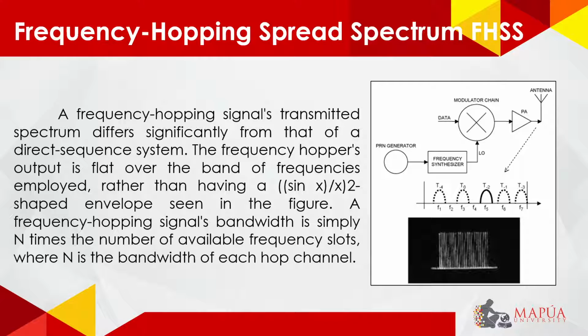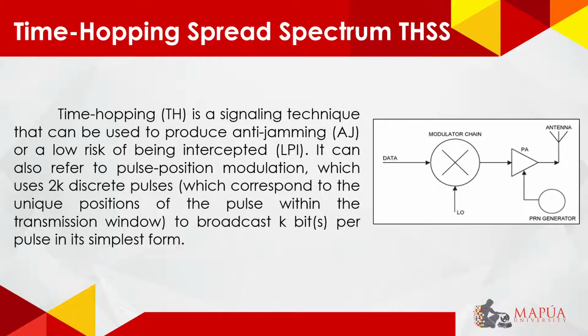So this signal's transmitted spectrum differs significantly from that of a direct sequence system. The frequency hopper's output is flat over the band of frequencies employed, rather than having a sin x over x squared envelope as seen in the figure on the right. So the bandwidth is simply N times the number of available frequency slots, where N is the bandwidth of each hop channel.